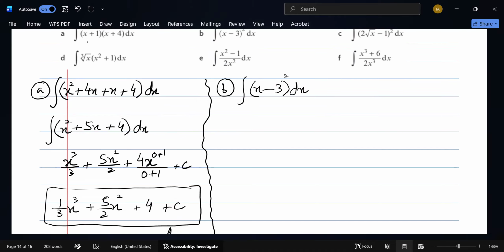Now, what is bracket integration? Bracket integration says you do not open the bracket, you do not touch the bracket, just add 1 in the power and do the same thing in the denominator. But do not forget to multiply by the coefficient of x.